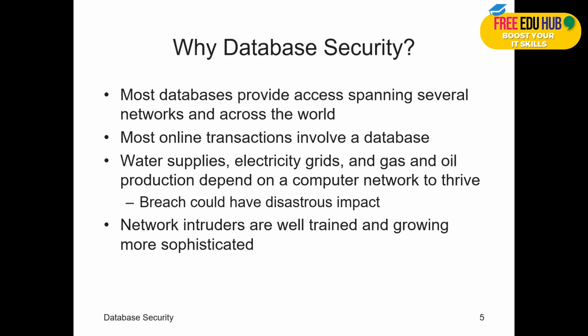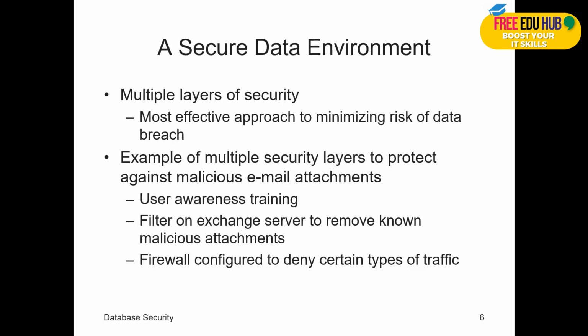Now, a secure data environment. What is a secure data environment? Multiple layers of security is the most effective approach to minimize the risk of a data breach. There are multiple layers of security that you must have. Example of multiple security layers to protect against malicious email attachments: user awareness training, a filter on the Exchange server to remove known malicious attachments, and a firewall configured to deny certain types of traffic. Now, all of these items require some explanation.